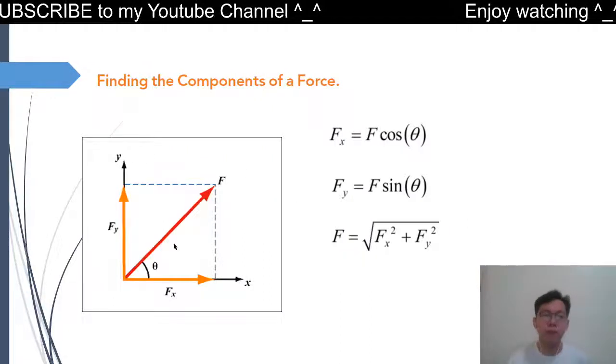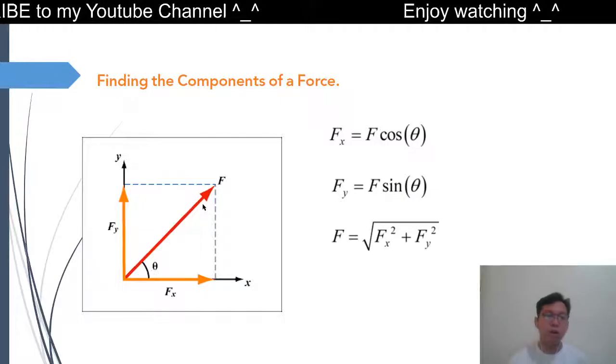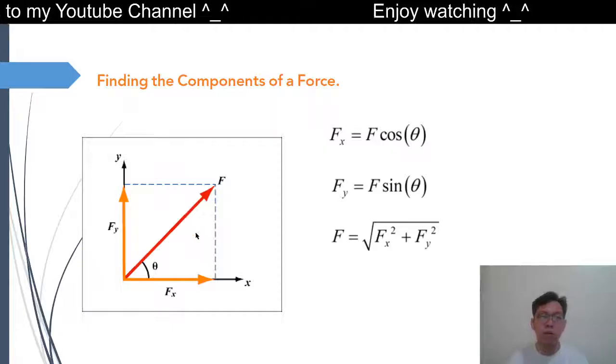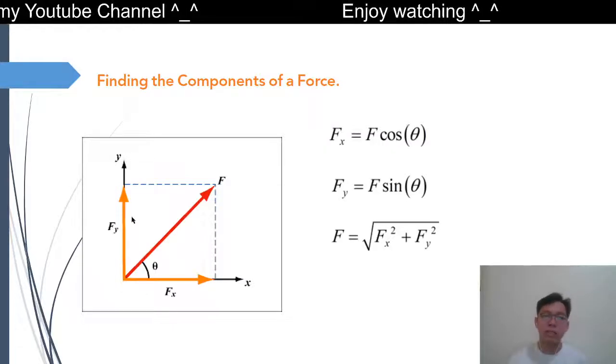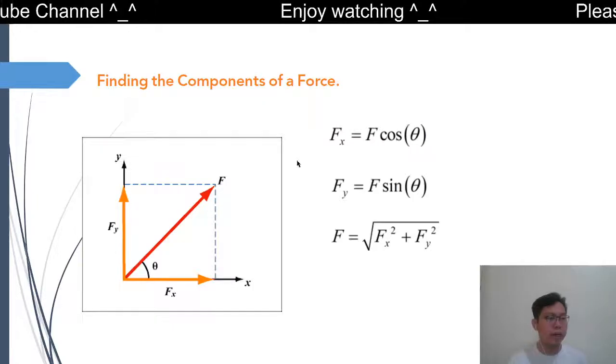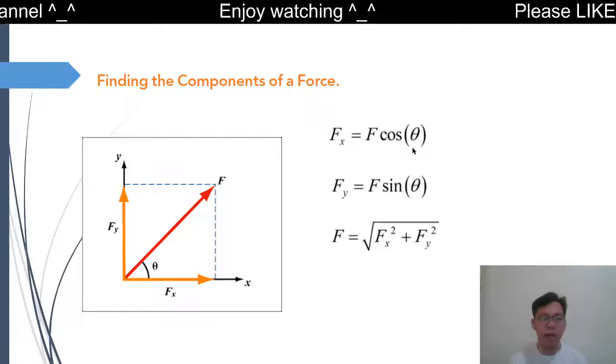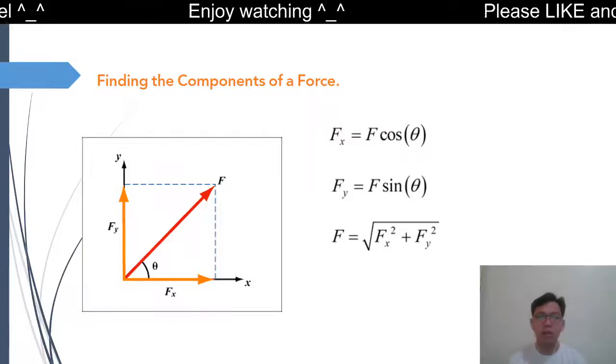For example, meron kang vector F or yung force F at an angle theta. Okay? Now, itong force F na to, meron siyang dalawang component, no? In terms sa X at saka in terms sa Y. So, meron siyang Fx, meron din siyang Fy. Okay? So, ang Fx is actually F cosine theta. Now, again, sir, bakit F cosine theta?